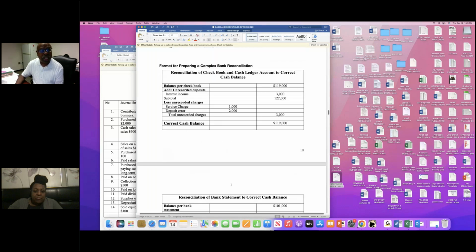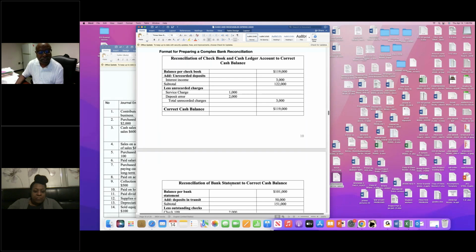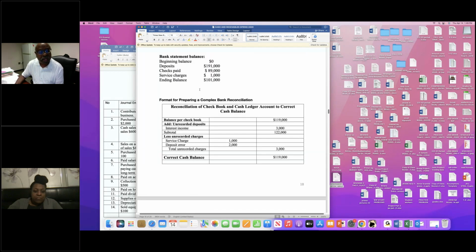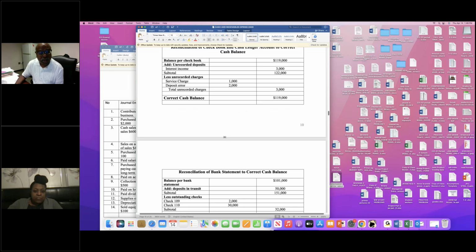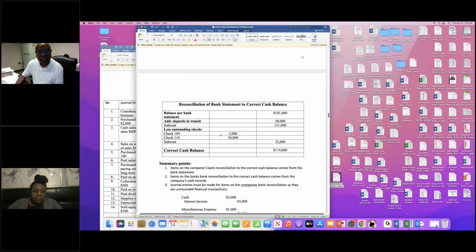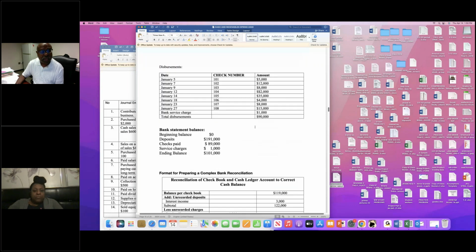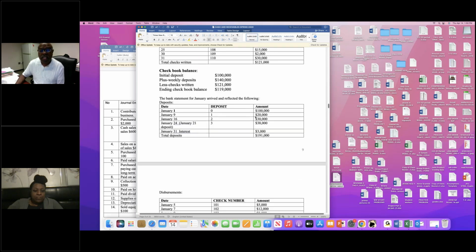So the bank's gonna start where? With that 101,000. Right? Then that deposit in transit, remember, they didn't get that last deposit in January. That 50,000, they didn't get that in time.